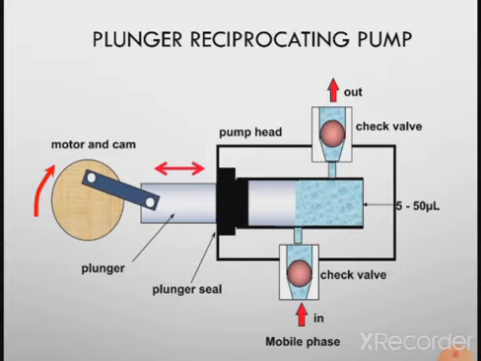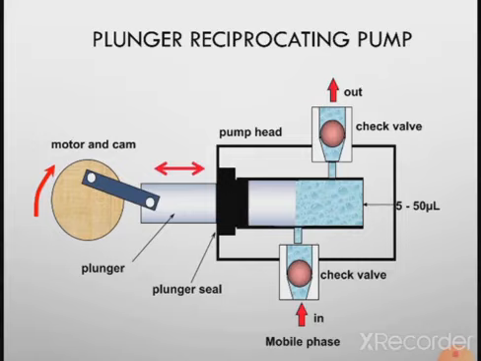So due to the motion of the motor and with the help of the cam, this piston is moved in a to-and-fro direction. When this piston is moved backward, at that time the check valve is open, and the mobile phase is introduced into the chamber. When the camshaft is pressing, the piston starts to press the mobile phase.